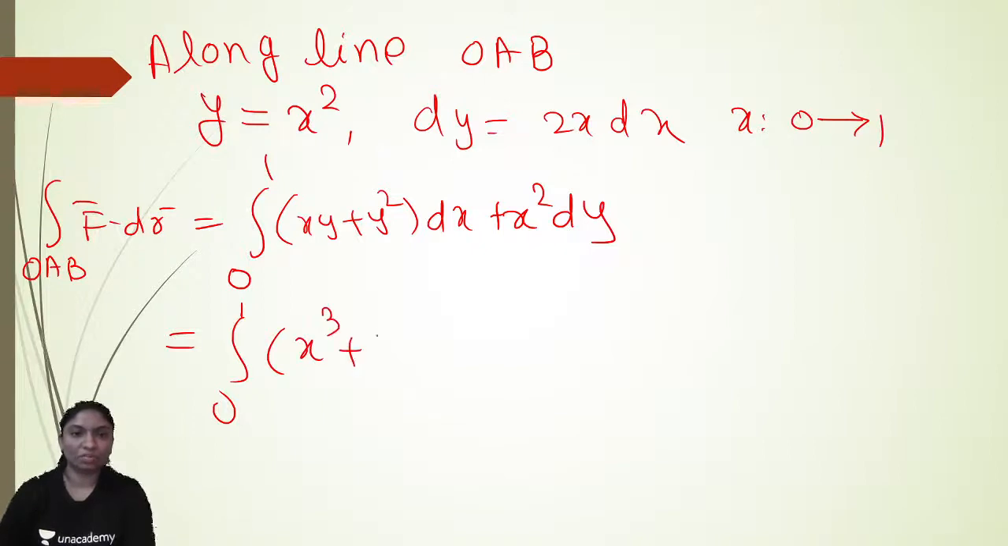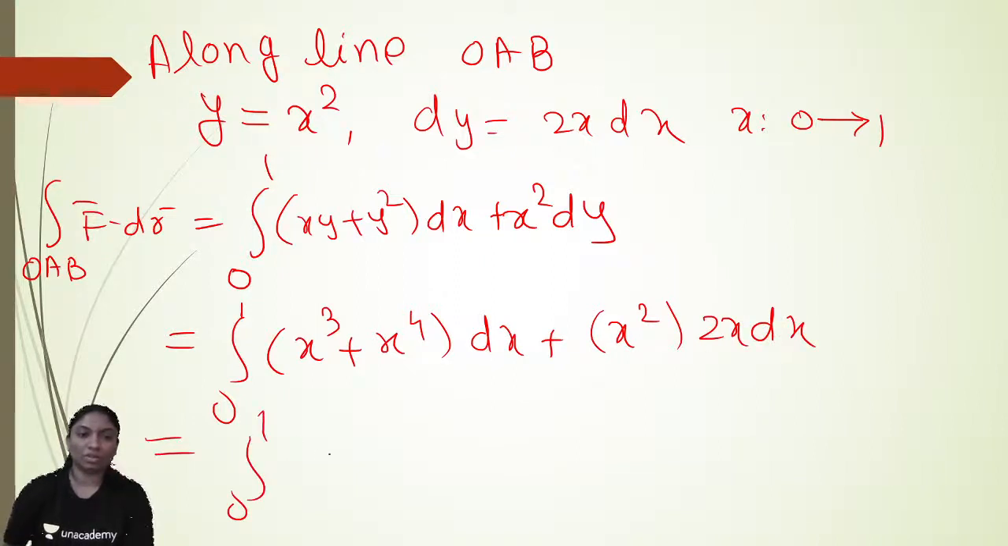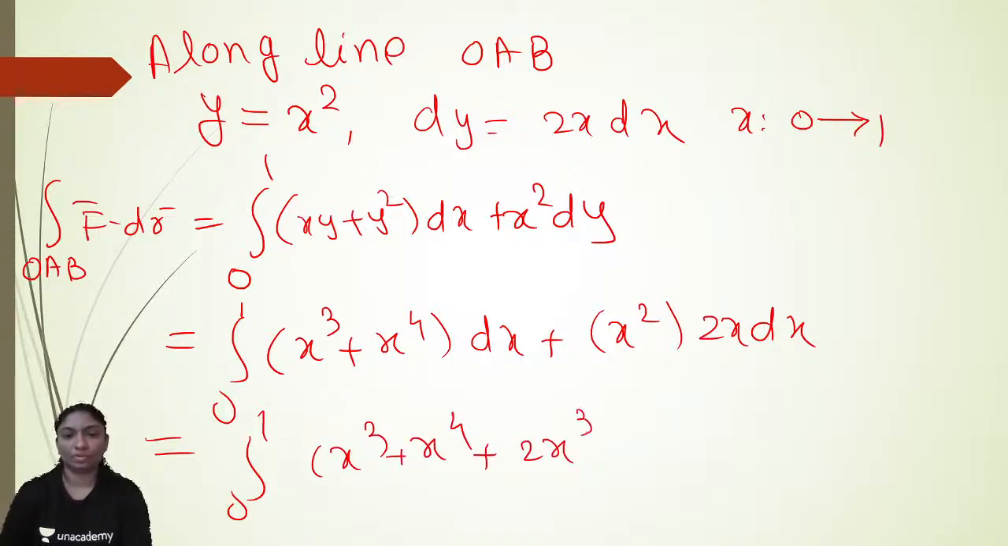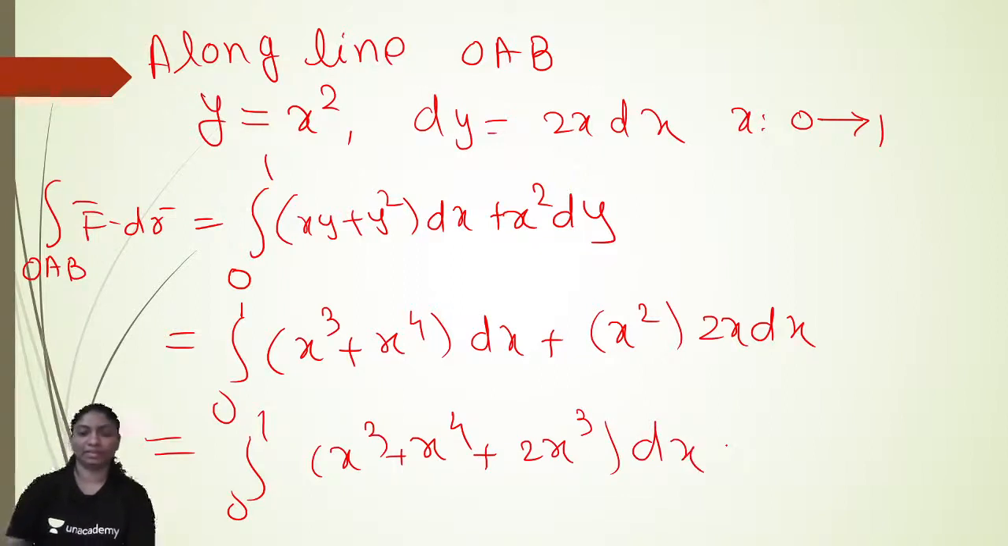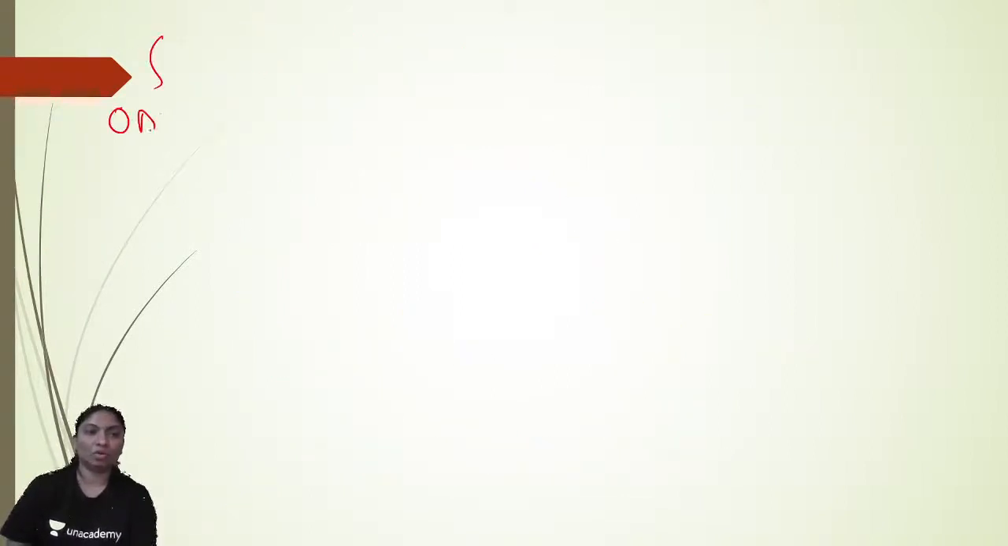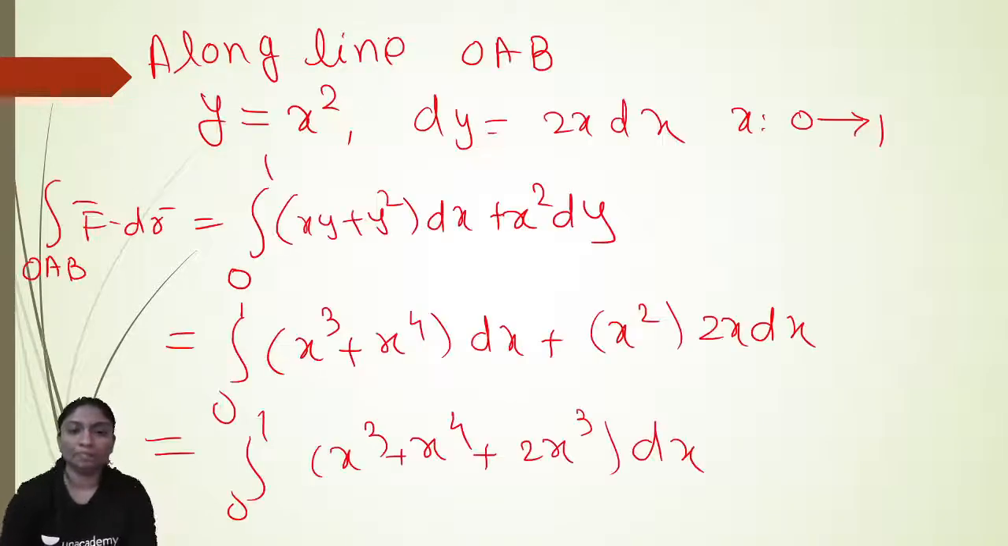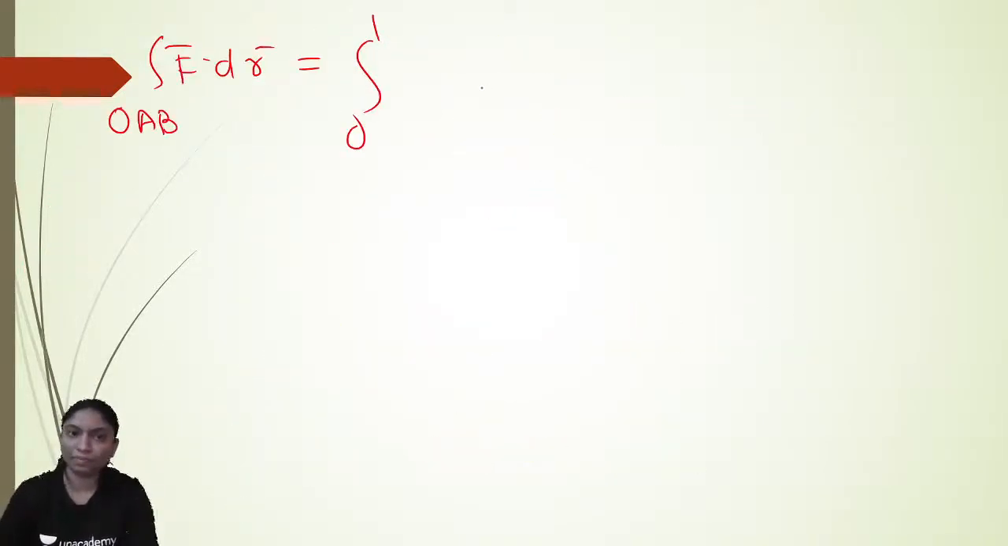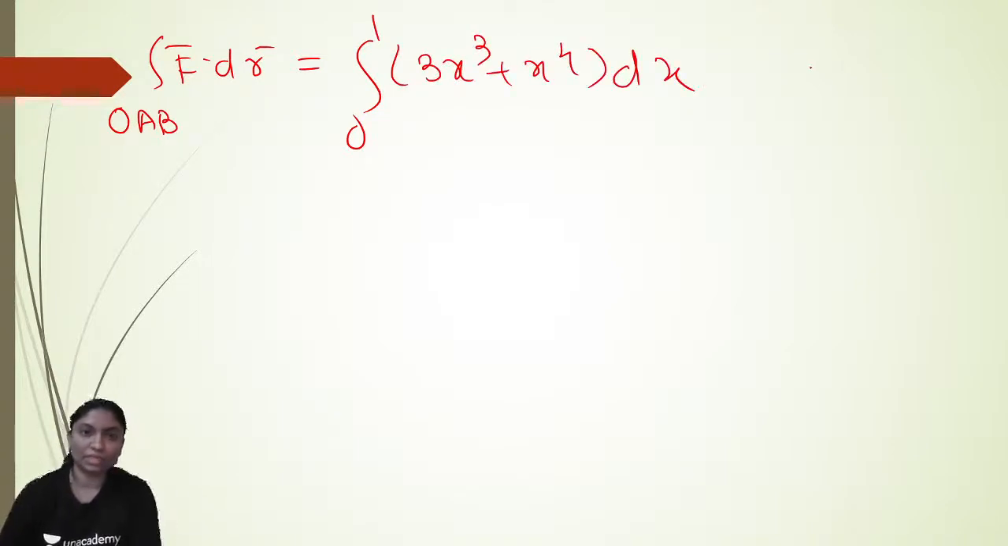तो ये मिल गया x cube plus y is equal to x square है तो x raised to 4 dx plus x square into dy, dy है 2x dx. So you will get integral over 0 to 1 x cube plus x raised to 4 plus 2x cube into dx. So ultimately you will get integral along OAB f bar dot dr bar is equal to integral from 0 to 1 x cube plus 2x cube बन गया 3x cube plus x raised to 4 dx. Okay, 3x cube plus x raised to 4 dx.